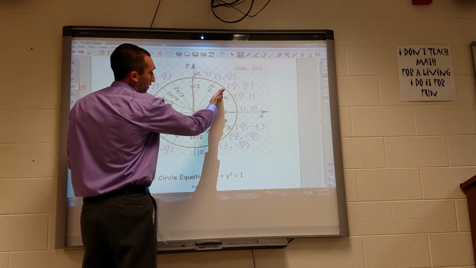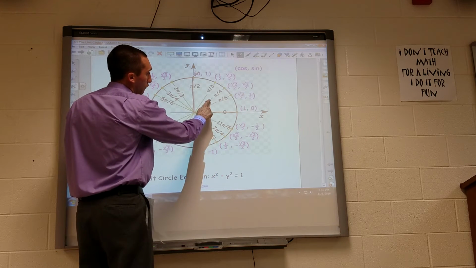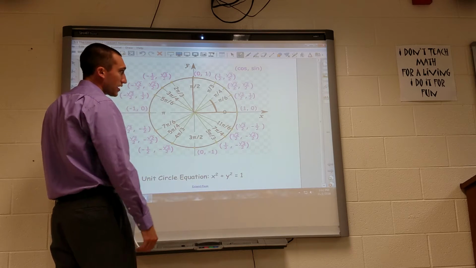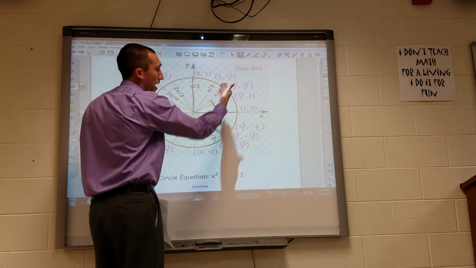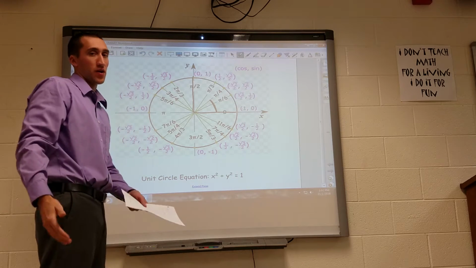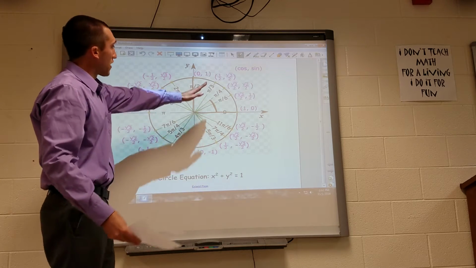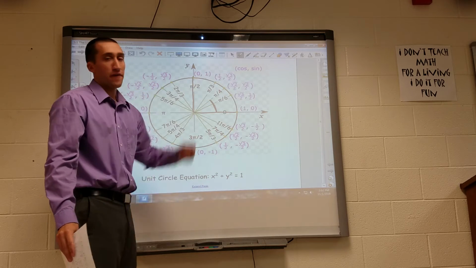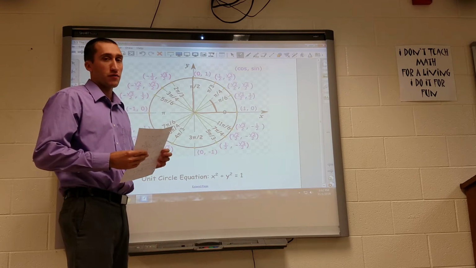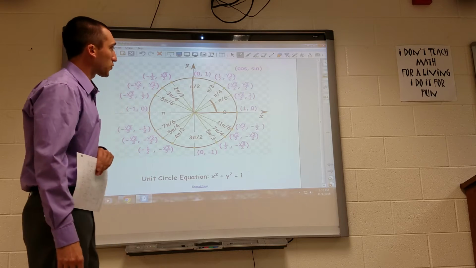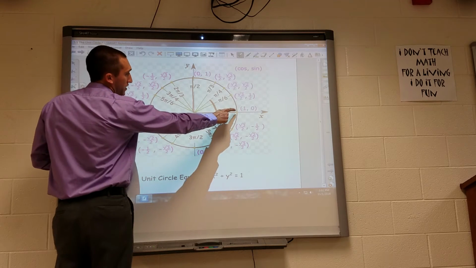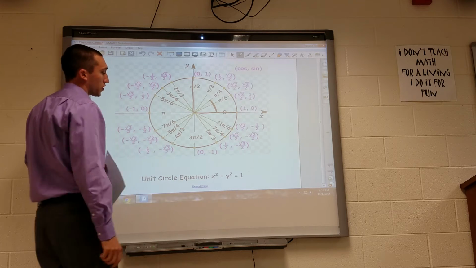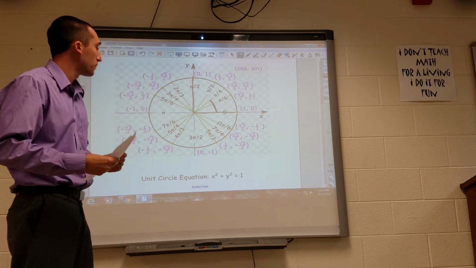Same if I know my reference angle, how far away from the x-axis I am. If it's pi over 4, I know my x value is going to be radical 2 over 2, my y value is going to be radical 2 over 2. And if my reference angle is pi over 3, I know my x value is going to be 1/2, I know my y value is going to be radical 3 over 2. Since we're on the unit circle, on my axes, I'm at the points 1, 0, 0, 1, negative 1, 0, and 0, negative 1, so those are easy to know.